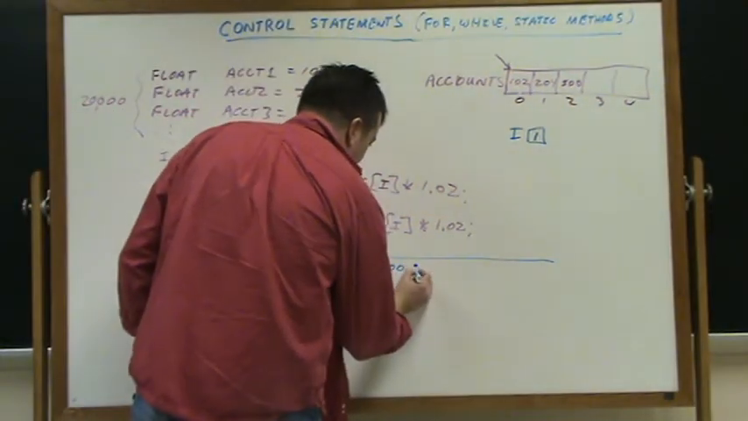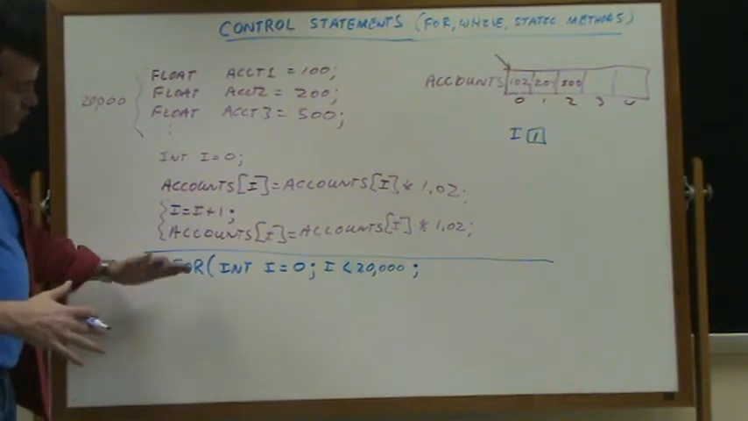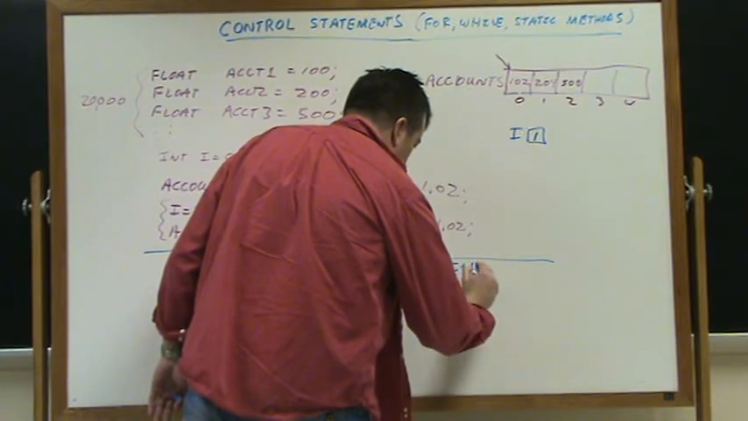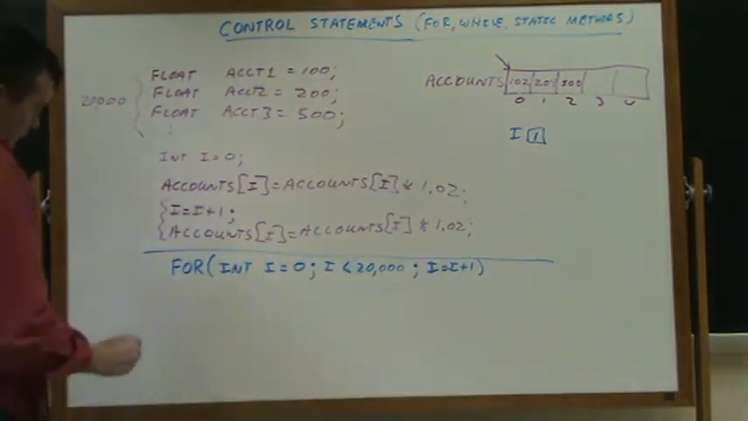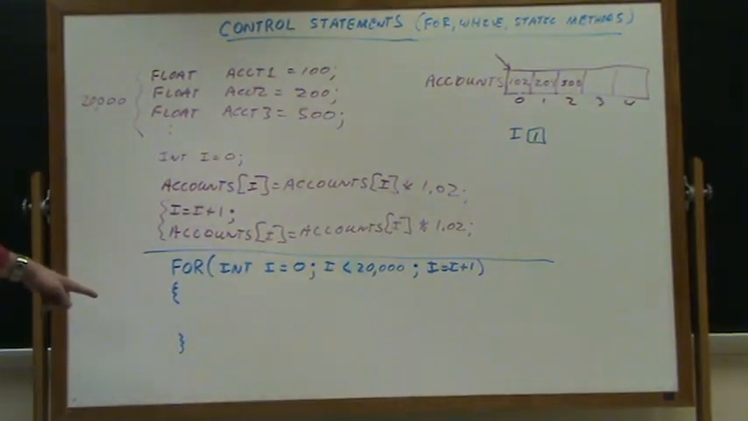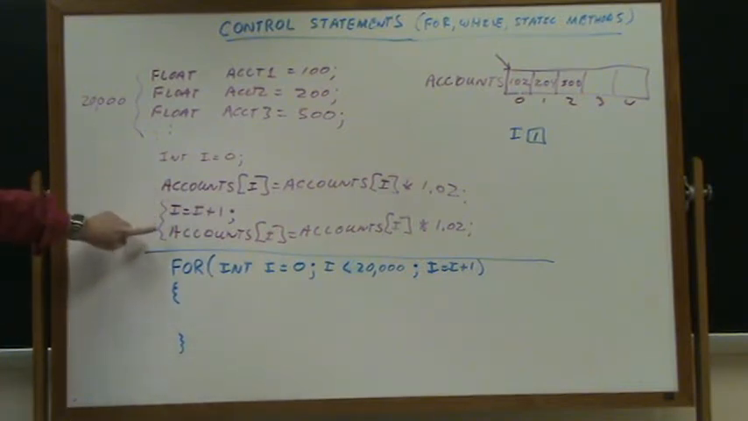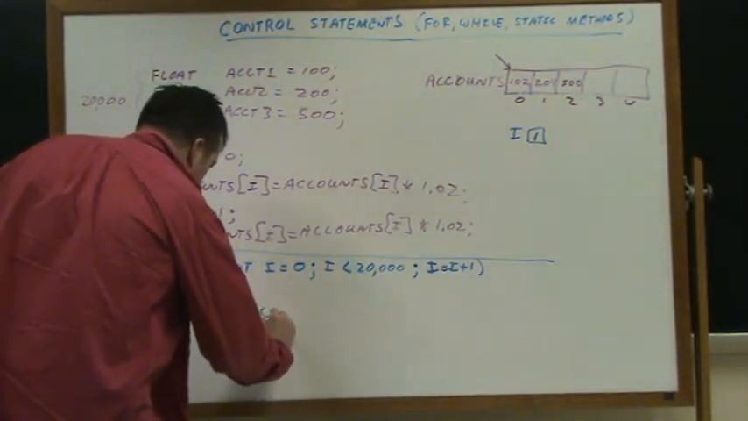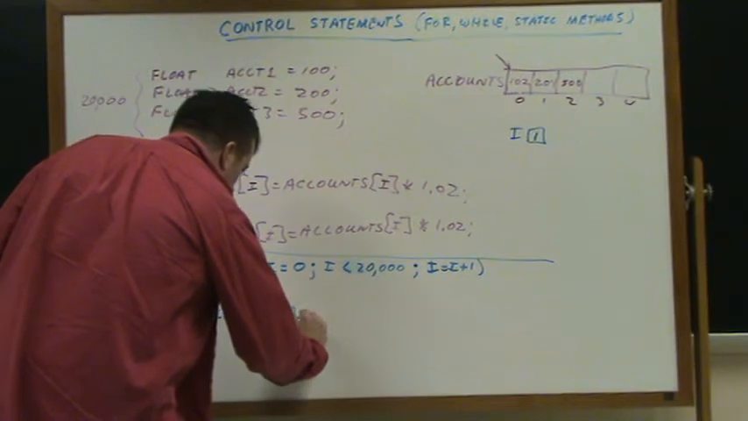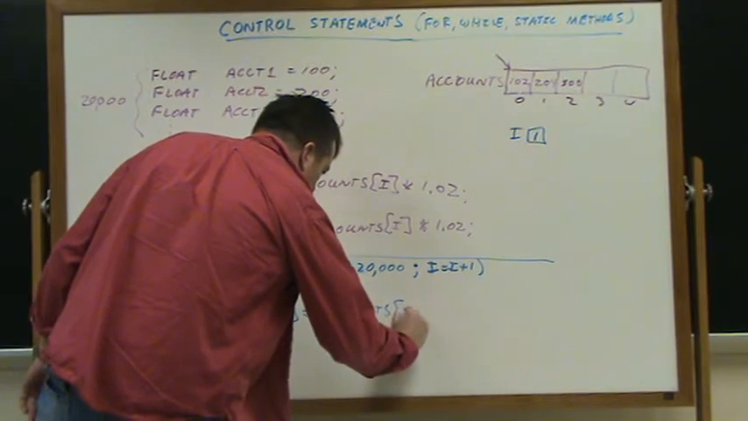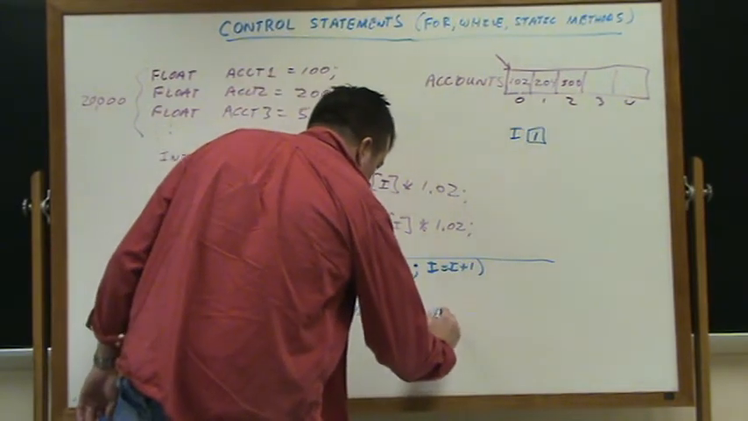And then for each time this happens, what would we like to change? We would like I to change by saying I equals I plus 1. Then we say open paren, close paren, and we say what do we want to happen each time I changes? And that's this one line. So let's say accounts I equals accounts I times 1.02.